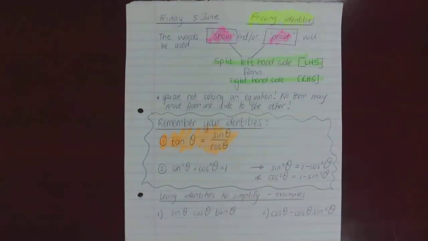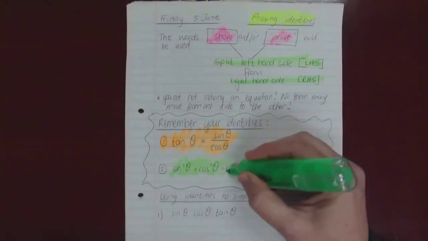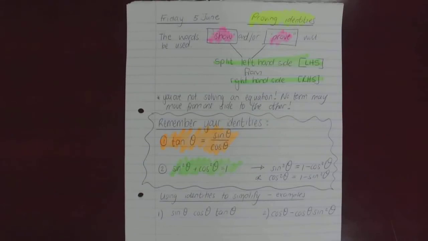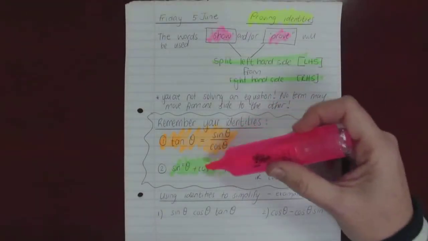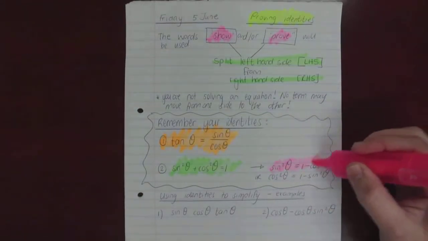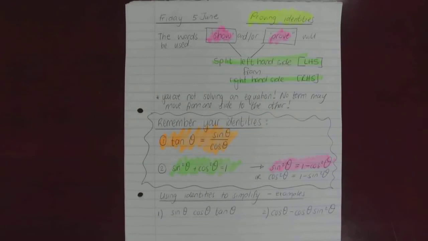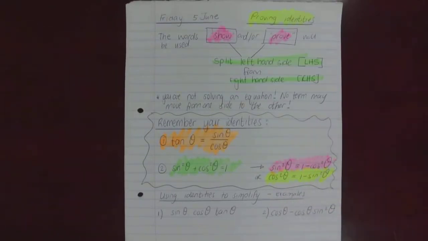Okay, so when I look at proving these identities, I first need to remember that I have two identities. Tan theta is equal to sine theta over cos theta, or sine squared theta plus cos squared theta equals 1. Very important to remember that I can move the cos squared theta over to the right-hand side. So instead of writing sine squared theta, I can write 1 minus cos squared theta, or instead of writing cos squared theta, I can write 1 minus sine squared theta.